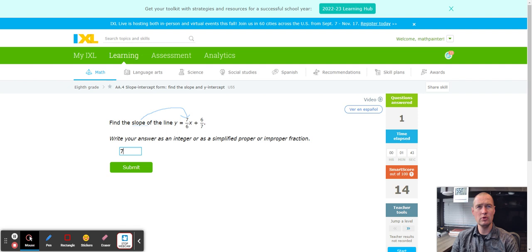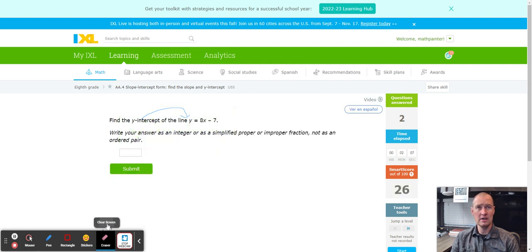And on your keyboard, you have a question mark button with a /, which will tell the computer you want division. So the / is going to give us division. Then we're going to put the denominator of 6. So 7 over 6 will be the slope of y equals 7 over 6x plus 6 over 7.